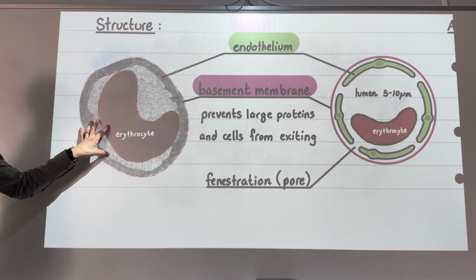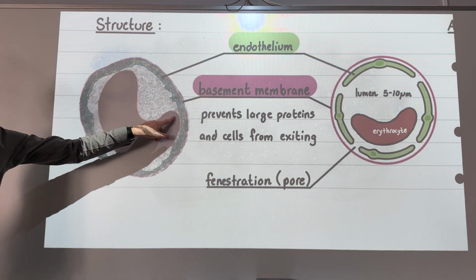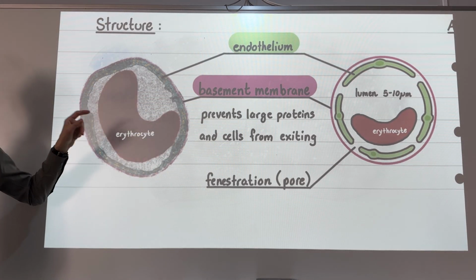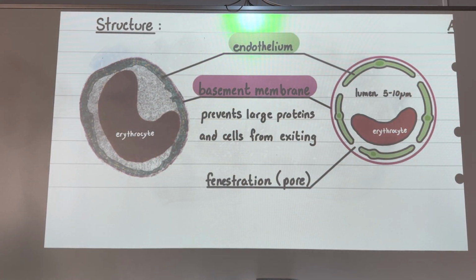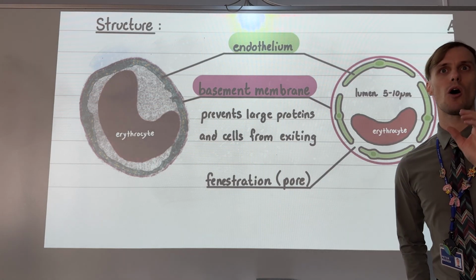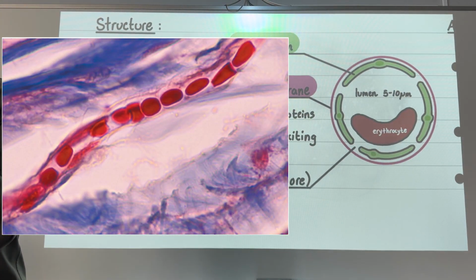Take a look at this micrograph. This should show you just how small they are. This is a single red blood cell. A capillary is only marginally larger than a red blood cell. In fact, they're so small that red blood cells have to pass through in single file.